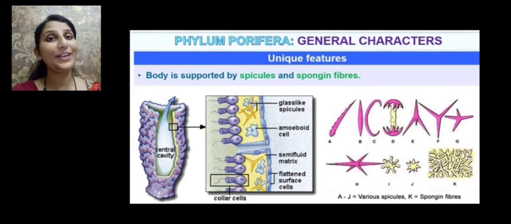The next unique feature of poriferans is that they have special structures called spicules and spongin fibers, which give support to their body. We can see the different types of spicules, which form the spongin fibers, which give support to their body.